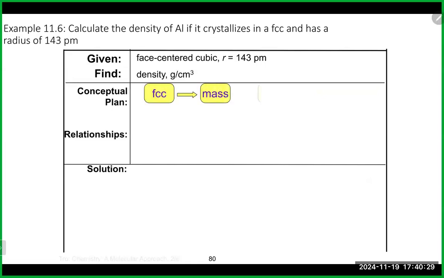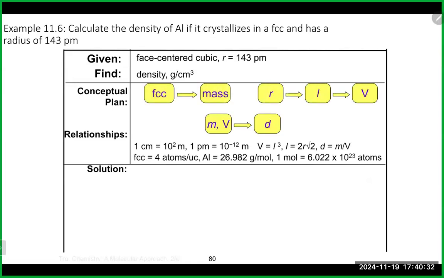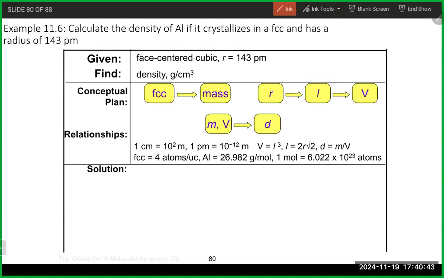So let's take a look at how we could use this information in a problem. Let's say, for example, we want to calculate the density of aluminum if it crystallizes as a face-centered cubic cell. That's an important piece of information, which is face-centered. What that tells us is how many atoms we have, and in this case that's 4 atoms. Again, that is the one that has a half atom on each of the faces and a whole atom in the corners. It has a radius of 143 picometers.